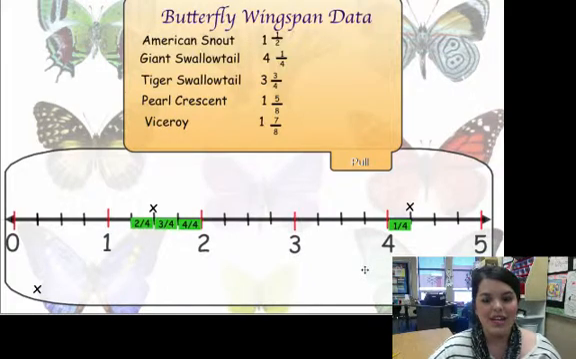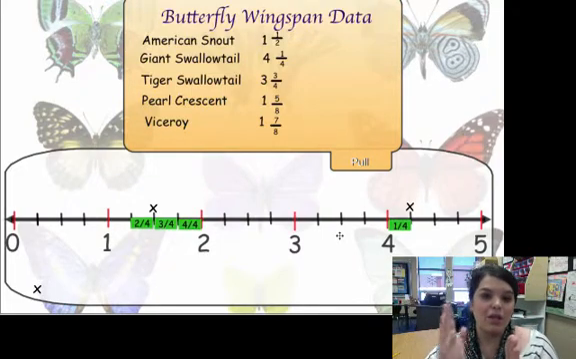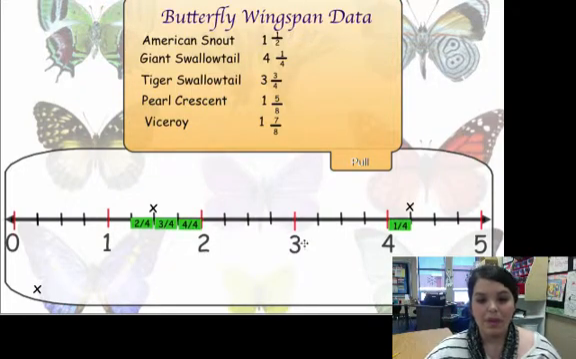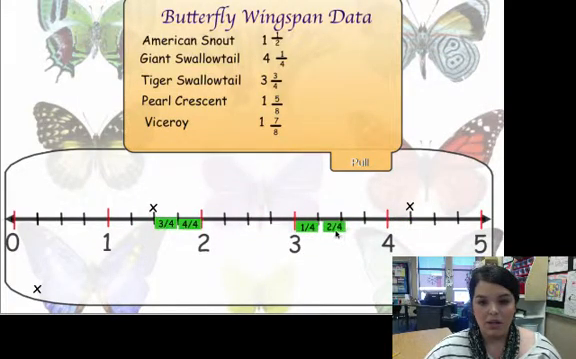Tiger swallowtail. This time it's 3 3/4. So again, hone in on my area. I'm looking between the 3 and the 4. And I want 3 out of the 4 sections this time. So 1, 2, and there's my 3/4. So it's going to be this third line.